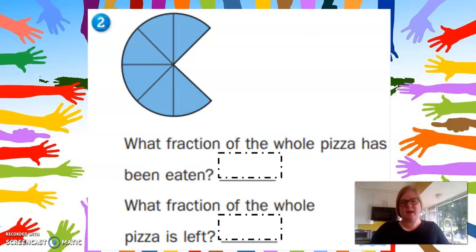Number 2, what fraction of the whole pizza has been eaten? So the empty part is the part that has been eaten, right? That's missing. What fraction of the whole pizza is left?